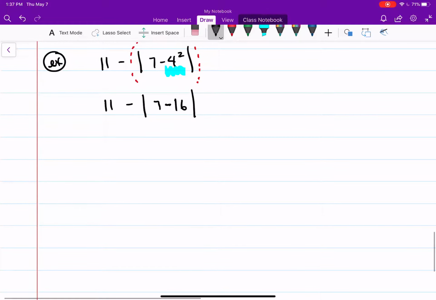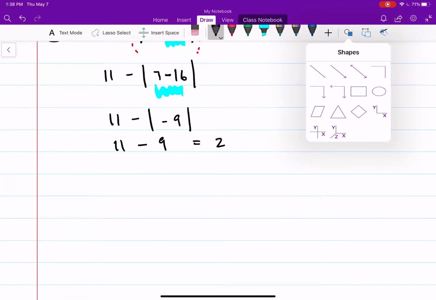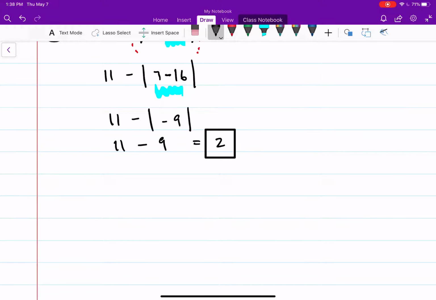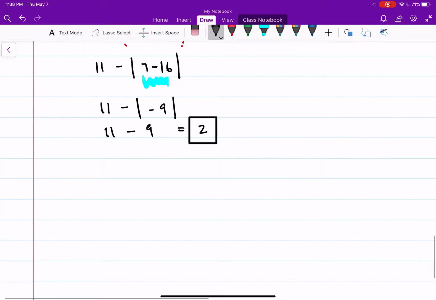So now I have to do this whole inside. Therefore I have 11 minus the absolute value of negative 9. Now I take the absolute value of it. So it will be 11 minus a positive 9. So that's equal to 2. So there's my answer there. Okay, so there are some exponents in there. We have to be careful. What is it attached to? All right. And I think I have a fifth one.